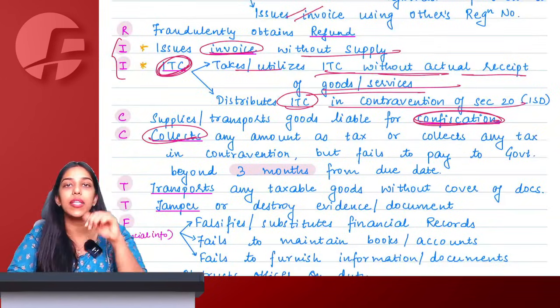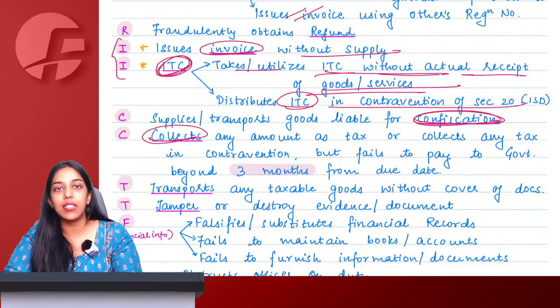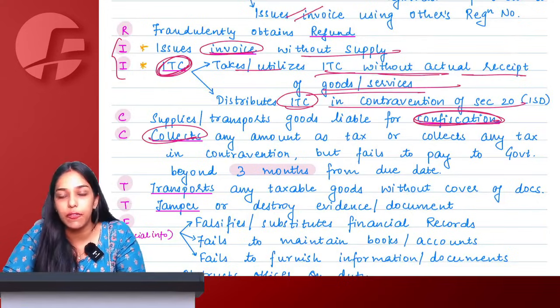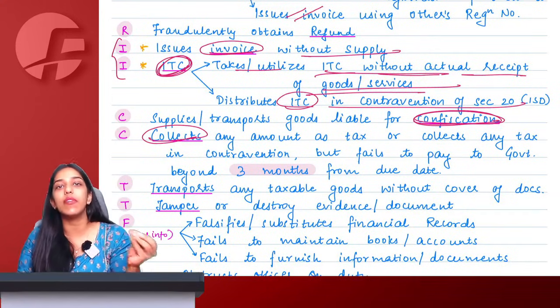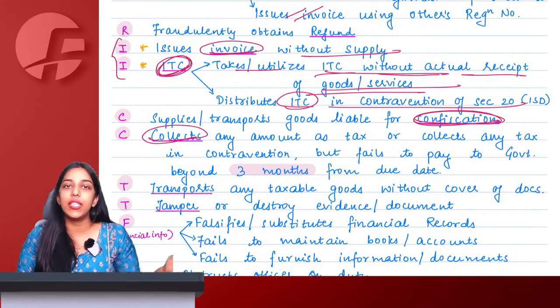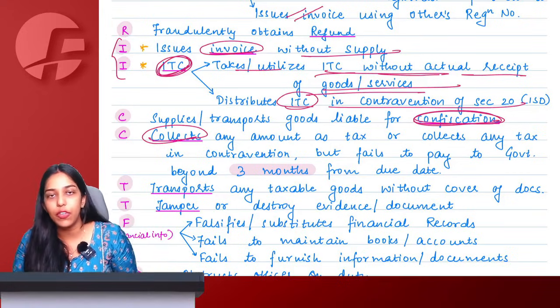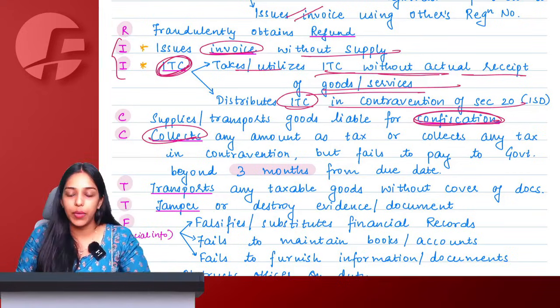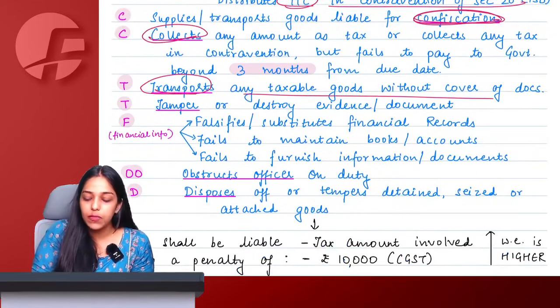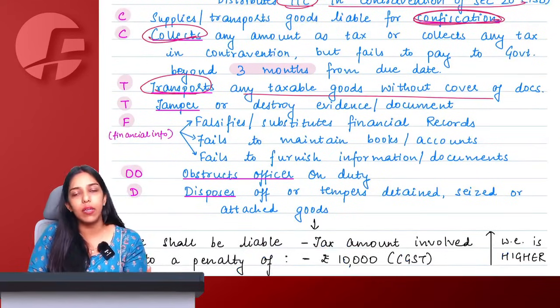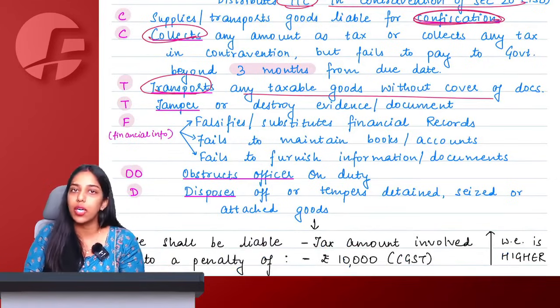We have studied this point there also, that if any proceeding is concluded under section 73, 74, then that same proceeding will not be again carried out under 122 and again penalty will not be levied. Only if section 73, 74 penalties have not been levied on you, then you come to section 122. This is general case. Then T, transports any goods without the cover of documents. So without e-way bill or without invoices, without delivery challan, you are transporting your goods.